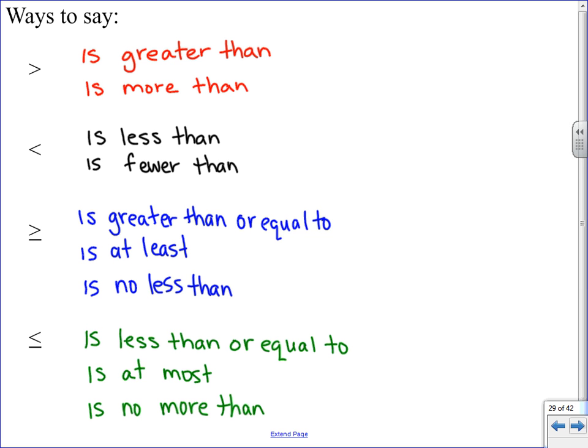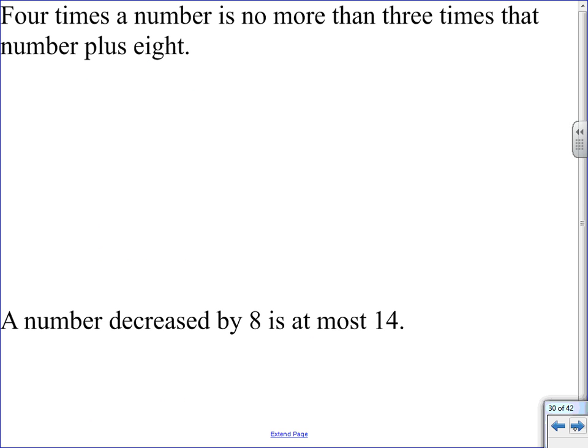You should have all of those written down, and we're going to use those to try to do a couple examples. The first one says 4 times a number is no more than 3 times that number plus 8. 4 times a number. We can use any variable we want. We could use x. I'm going to use n.